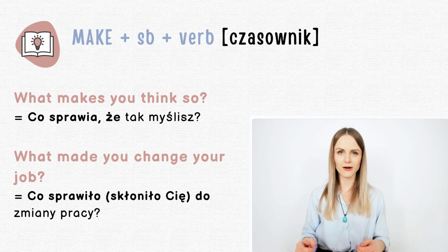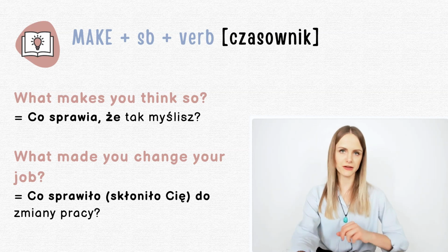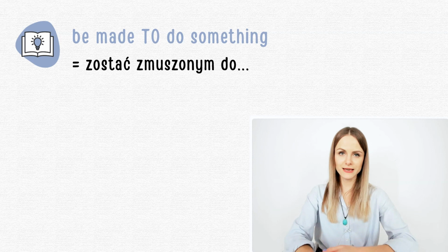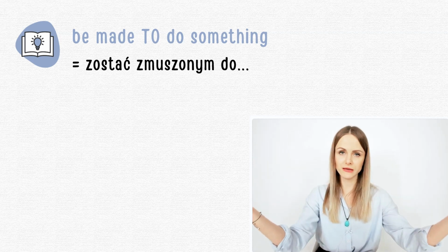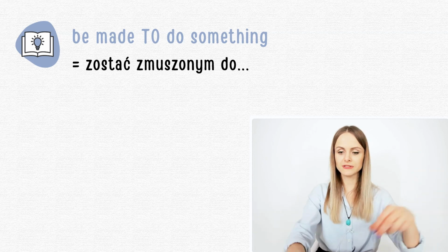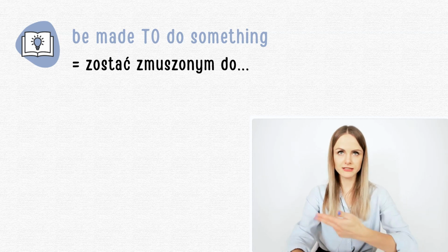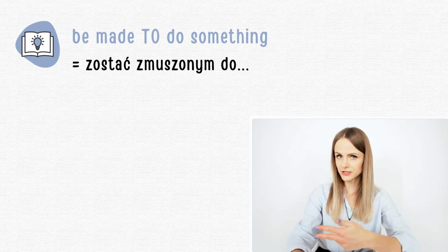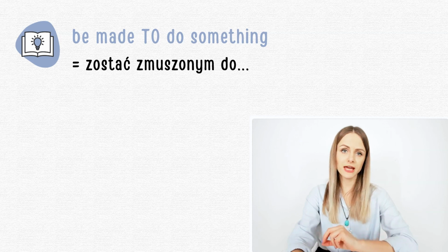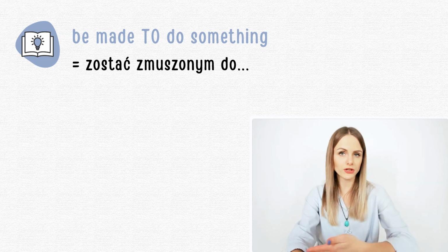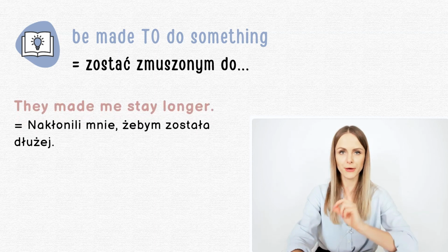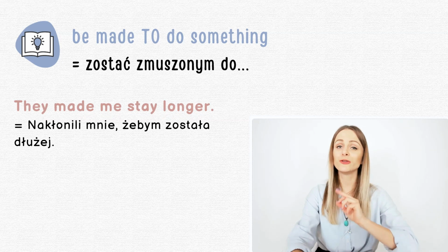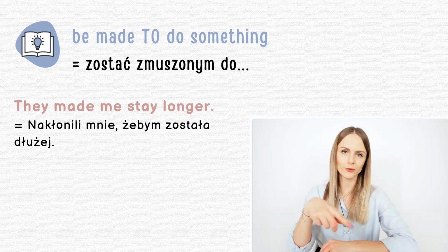And I suppose now we can just move on to one small tip I've got for you, namely how to create the structure with make somebody do something in passive voice, strona bierna. So you see, make somebody do something, it's more like nakłonić kogoś do zrobienia czegoś. But what if you wanted to say zostać, być zmuszonym do zrobienia czegoś? Then the structure is slightly different because, focus now, you actually add this to here.